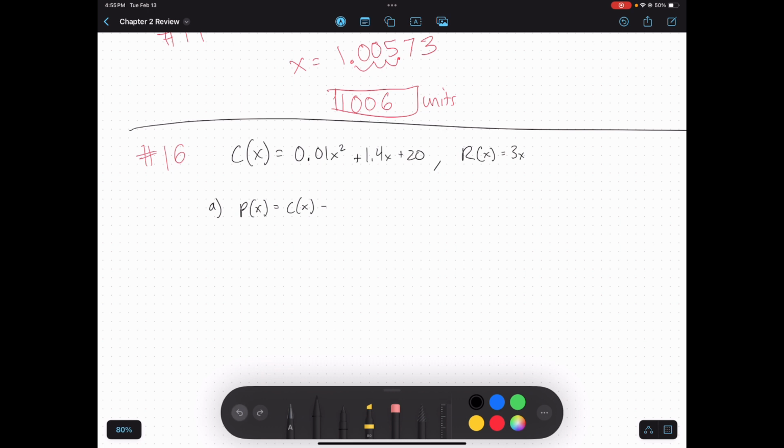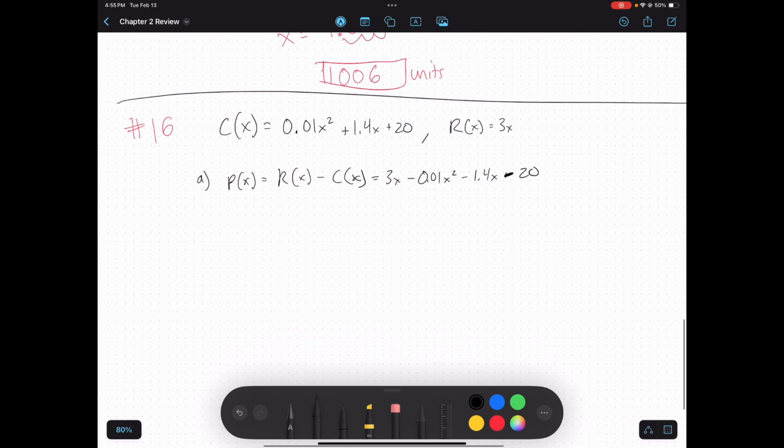No, sorry, whoa. Revenue minus cost. Okay, so I just do 3x minus 0.01x squared minus 1.4x minus 20. Notice how I'm minusing each of those terms because I'm minusing the whole cost equation. I can, of course, simplify that, and I get negative 0.01x squared plus 1.6x minus 20. So there's my profit equation.